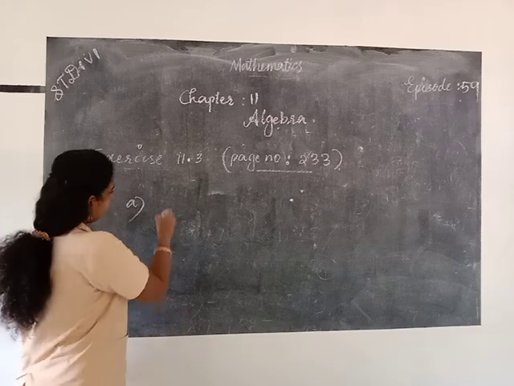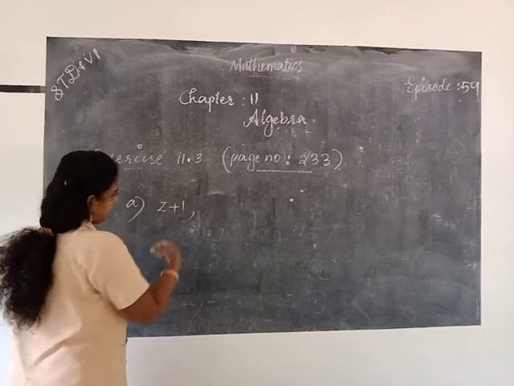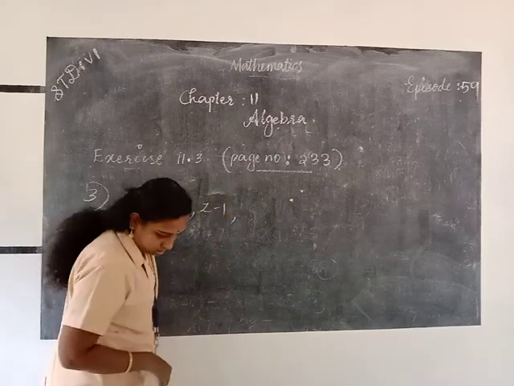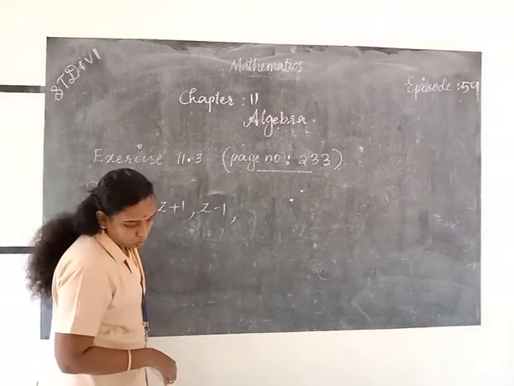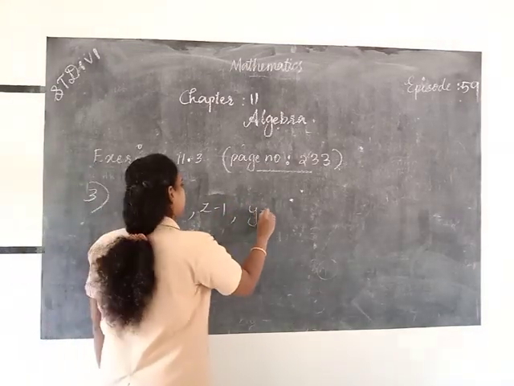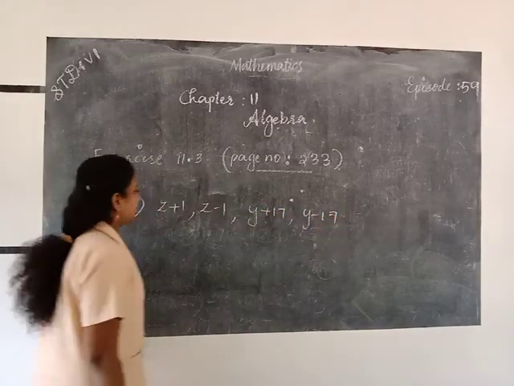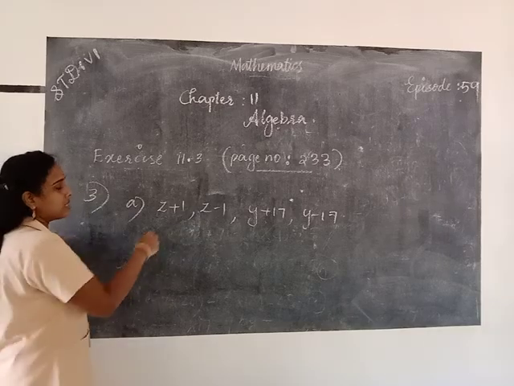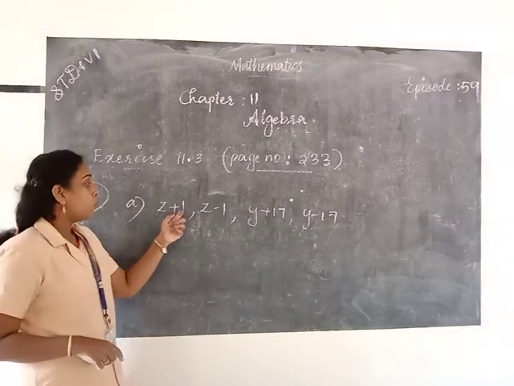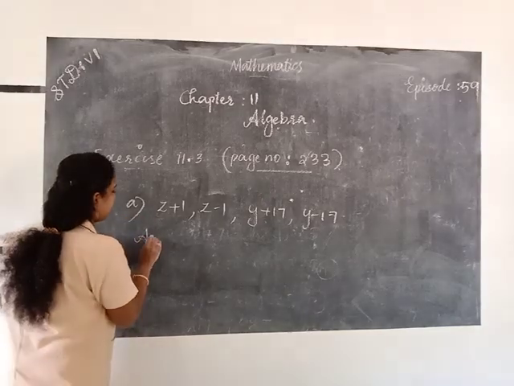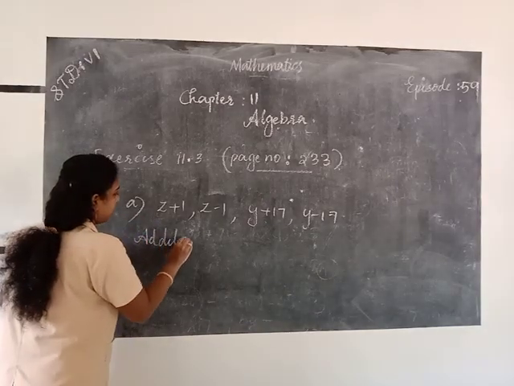z plus 1, then z minus 1 and y plus 17, y minus 17. And here the operation is addition. One is added to z. So the operation is addition.